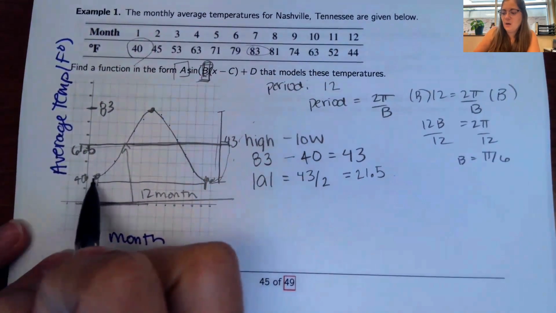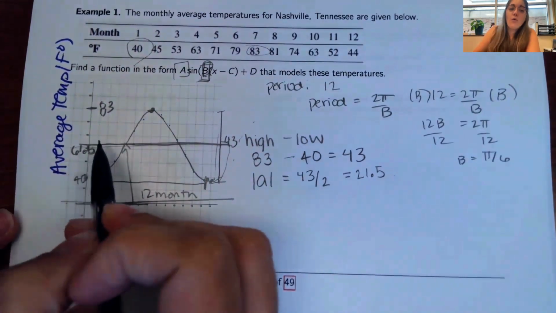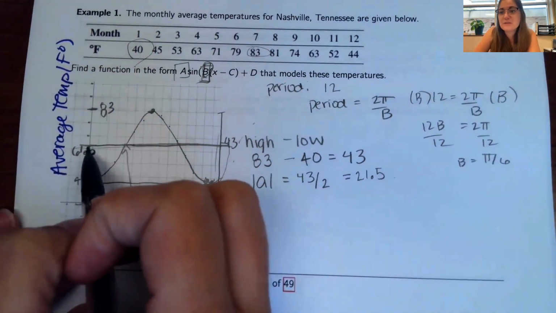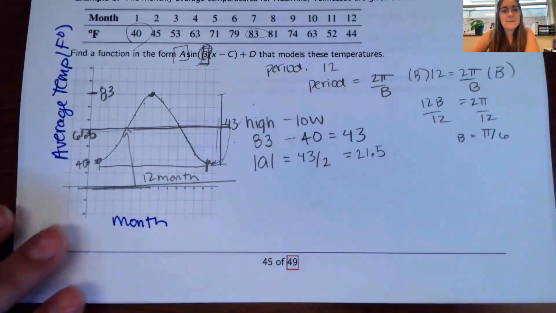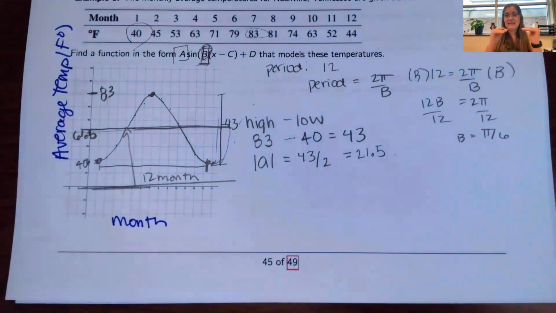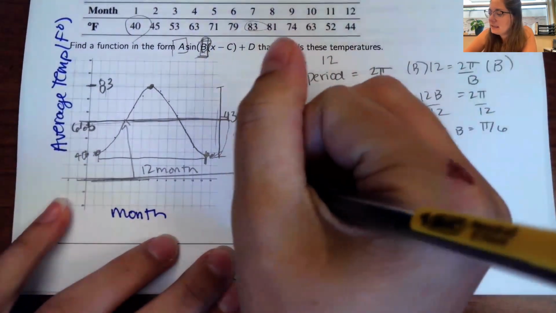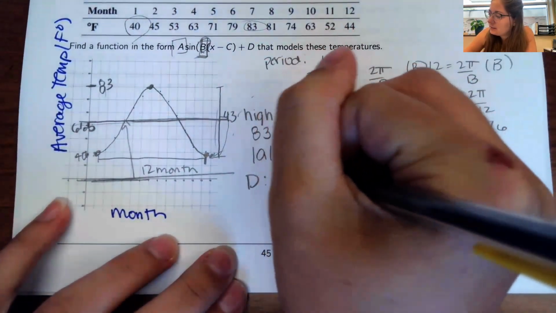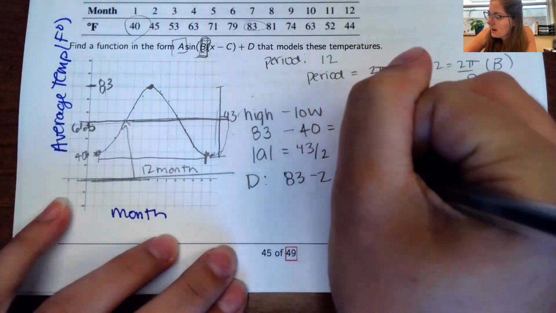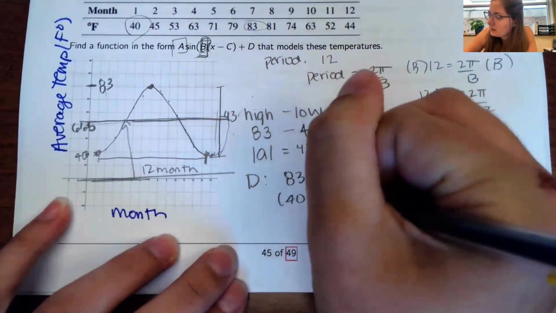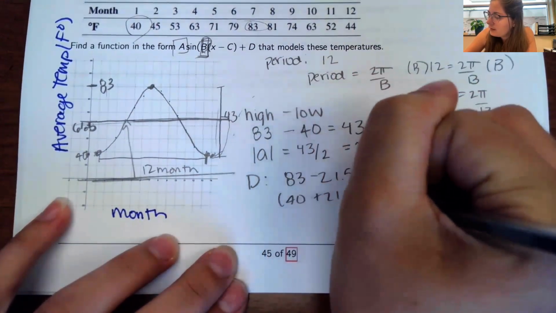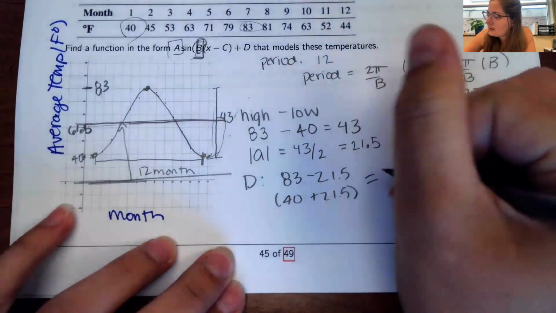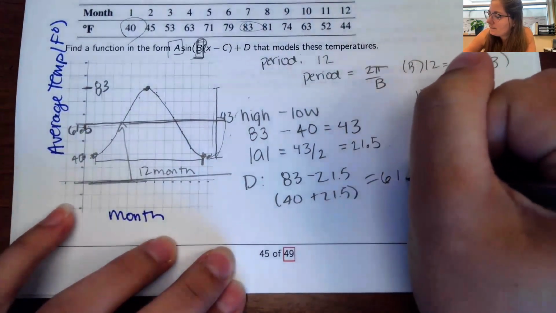I'm taking my low and then I'm adding my amplitude. Or I could take my high and subtract my amplitude and get there too. But that tells me actually my midline is how much vertical shift that we're doing. So that tells me that my D is, let's just write how we got that. It was 83 minus 21.5, or also we could do 40 plus 21.5. And either way, we get that D is 61.5.